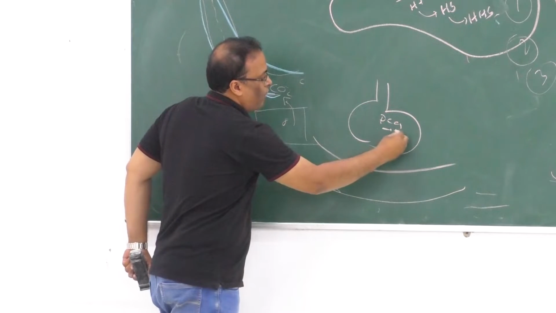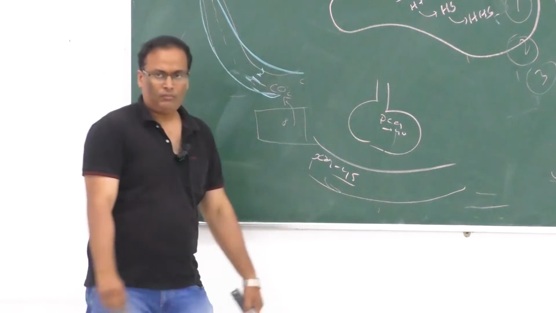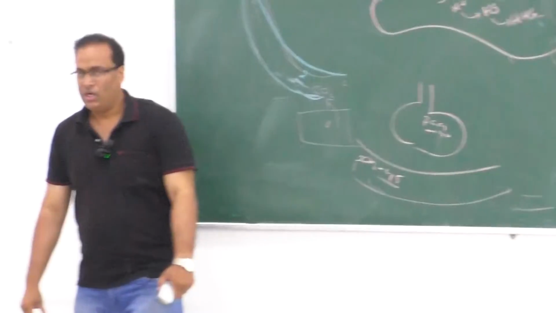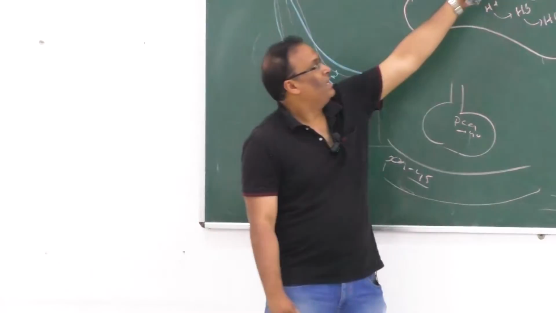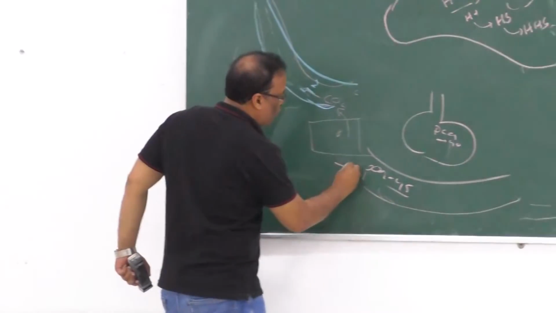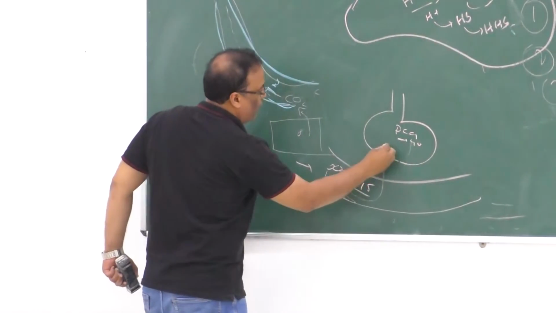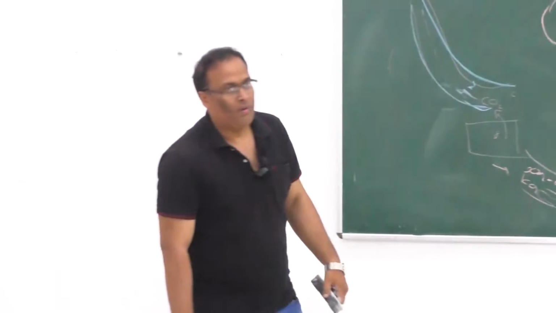PCO2 is 40 here and 45 or 46 mmHg there. But that is PCO2, not bicarbonate, and here it is coming as bicarbonate. So what does it mean? The dissolved form of CO2 can diffuse easily, but that is only 10%. Carbaminohemoglobin has to break down to come across.